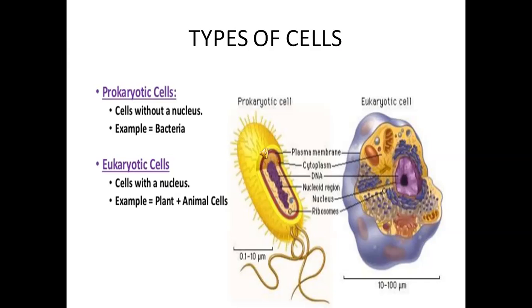An example of prokaryotic cells is bacteria. Next one, eukaryotic cells, which have a nucleus. Examples are plant and animal cells. So, there are two types of cells: prokaryotic cells and eukaryotic cells.